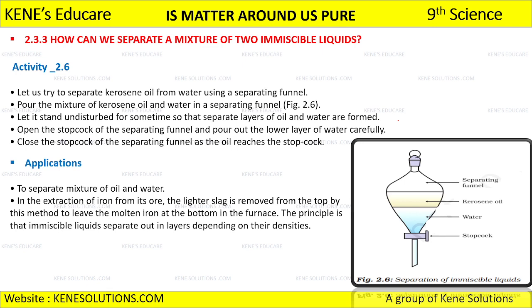Then if you have to extract the iron from its ore, in that case also the separating funnel is used. The lighter slag will be removed from the top by this method to leave the molten iron at the bottom in the furnace. The principle is that immiscible liquids separate out in layers depending on their densities. Got it, everyone?